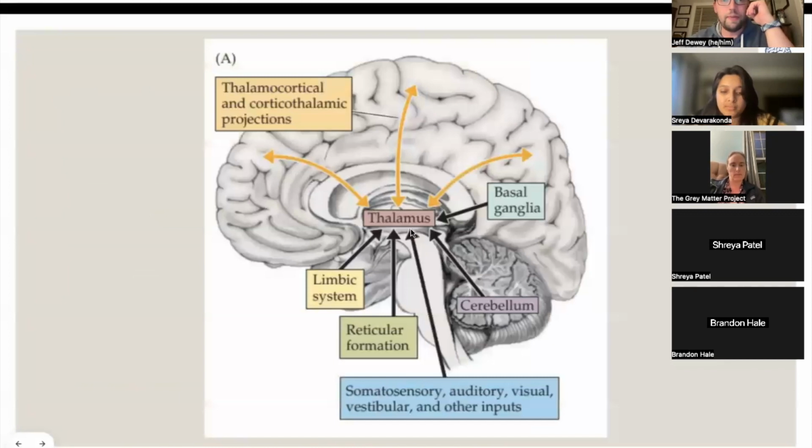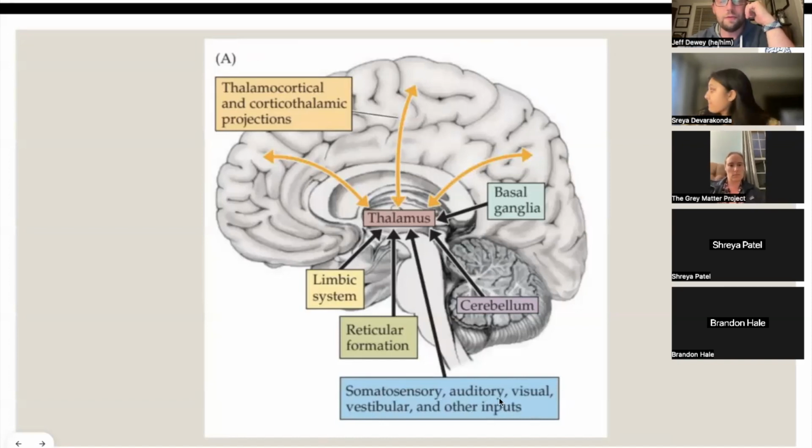So this is sort of a schematic, but you can see that the main systems contributing are the cortex, which is really a bidirectional relationship. They have thalamocortical, meaning from the thalamus to the cortex, and corticothalamic, meaning the other way around, projections. There's the basal ganglia, the cerebellum, which we'll talk about, the reticular formation, which we're not really going to talk about, but is responsible for sort of alertness and keeping you awake, and the limbic system, which we'll talk a little more about as well.